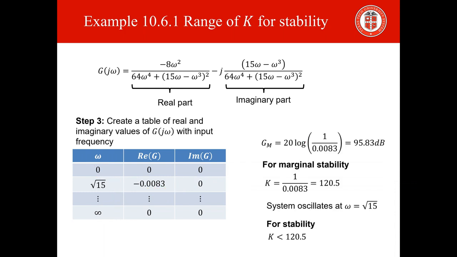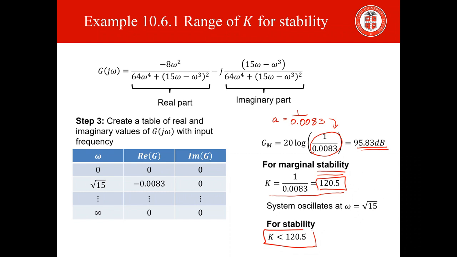So again, we take A equal to this, 1 over 0.0083, and we plug that into our gain margin, so we get 95 decibels. So for marginal stability, K is equal to this 1 over A. So when we solve for K here, basically it's this. So this is our gain K.